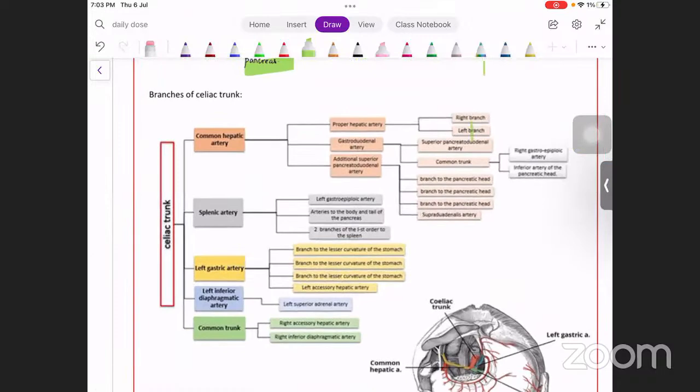Then you have the branches of the celiac trunk. A very important MCQ is the branches of your celiac trunk. The three major branches are the common hepatic artery, splenic artery, and left gastric artery. Apart from that, you have the left inferior diaphragmatic artery and the common trunk, but those are minor branches. The major branches are the splenic artery, left gastric artery, and common hepatic artery.